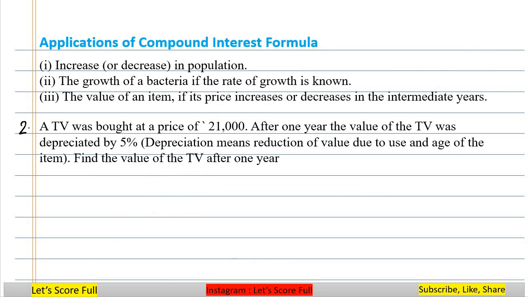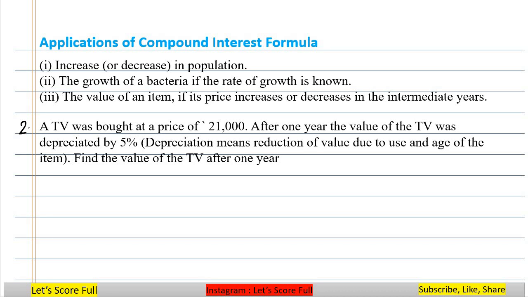Now, where we use compound interest? Compound interest formula can be used in many of these situations. First, like if in a village, city or a country population is increasing or decreasing at some particular percent, we can find out that using the compound interest formula. If the bacteria is growing at the rate of particular percentage, we can also find out that. Even if some item is decreasing.